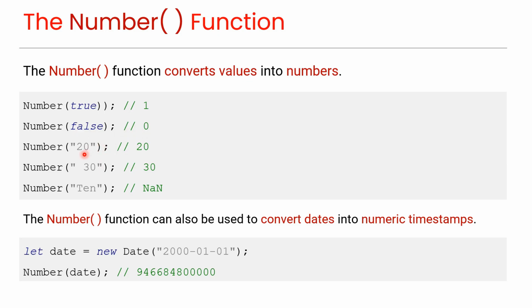This statement converts the string "20" to the number 20. This statement also works, converting " 30" with a leading space to 30. And this statement returns NaN because "10 20" is not a number. The Number function can also be used to convert dates into numeric timestamps. For example, this code converts this date into this timestamp, which is equal to the number of milliseconds since the Unix epoch, that is January 1st, 1970.